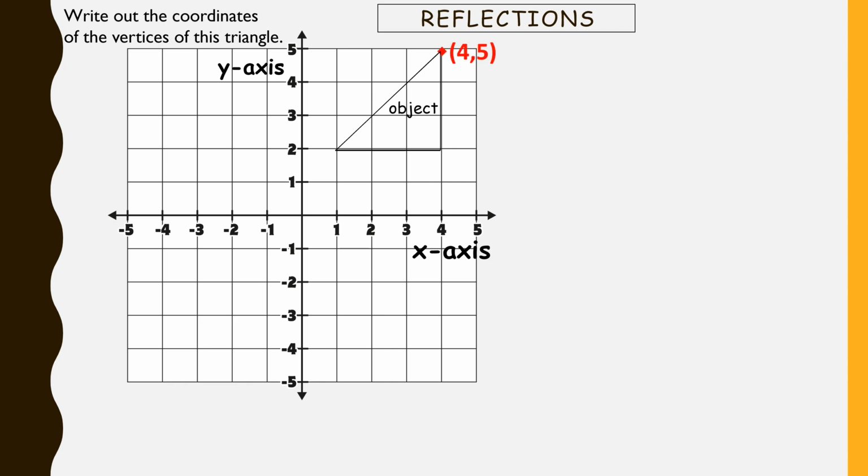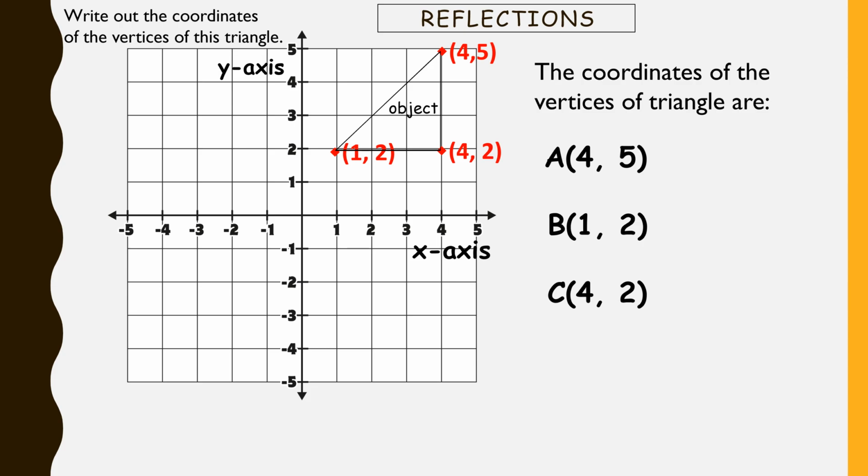So the first coordinate, which is A, is 4, 5. When x is 4, y is 5. The second coordinate is when x is 1, y is 2. That's 1, 2. And the third coordinate, when x is 4, y is 2. So this is what you have. The coordinates of the vertices of the triangle are given. A 4, 5, B 1, 2, C 4, 2. So you can decide to label your triangle so you have letters for each of them. Okay?